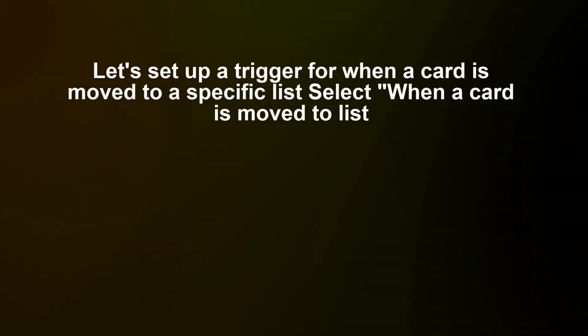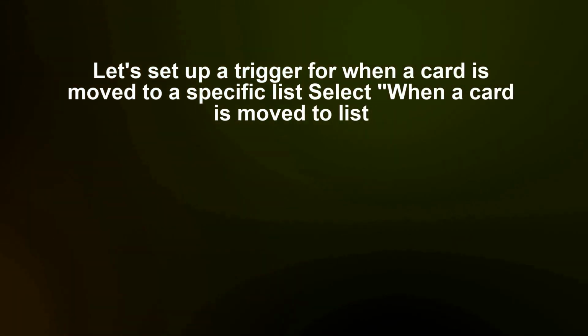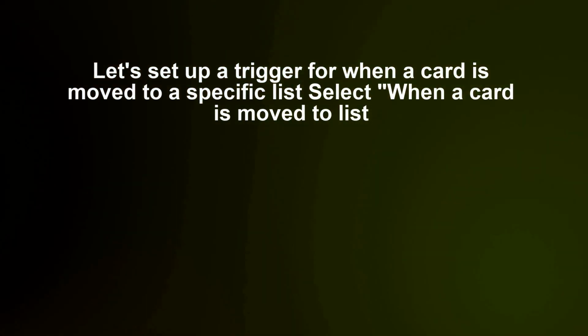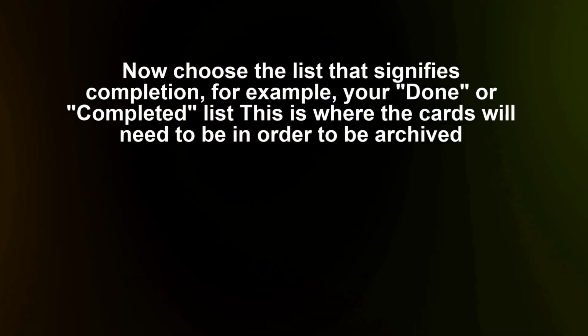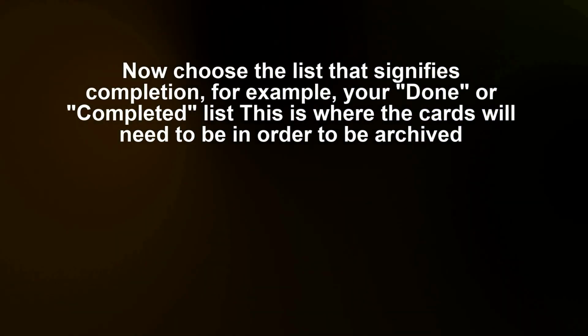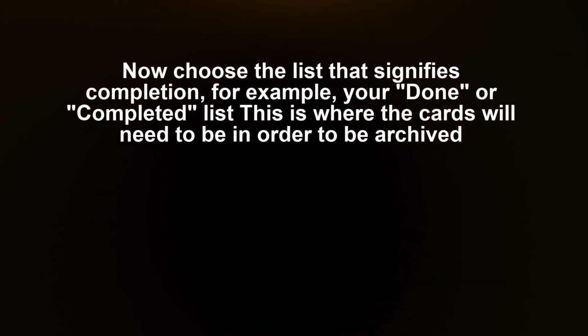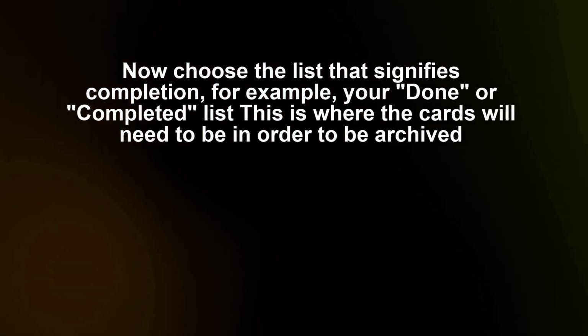Let's set up a trigger for when a card is moved to a specific list. Select when a card is moved to list. Now choose the list that signifies completion. For example, your done or completed list. This is where the cards will need to be in order to be archived.